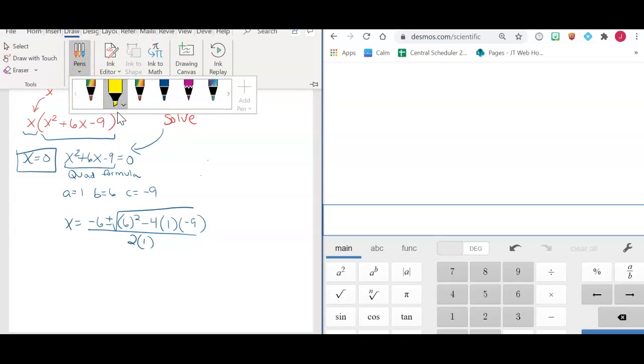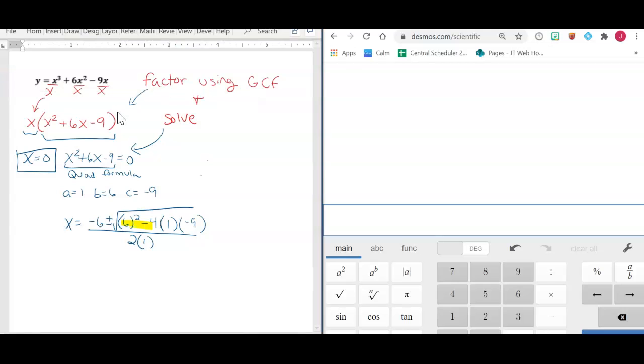Once you have your numbers put into the formula, then we're taking a look at the numbers under the square root. So I'm going to go to my calculator here really quick, and I'm going to type that into my calculator. So I have parenthesis 6 squared minus 4 times 1 times negative 9. And I get 72 as my answer, so I'm going to replace everything under the square root with the number 72.